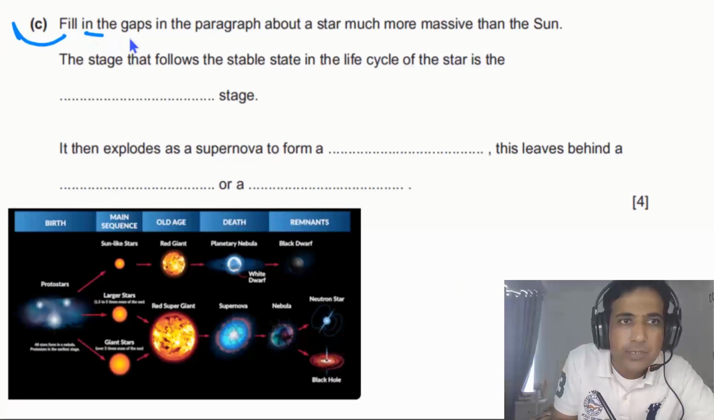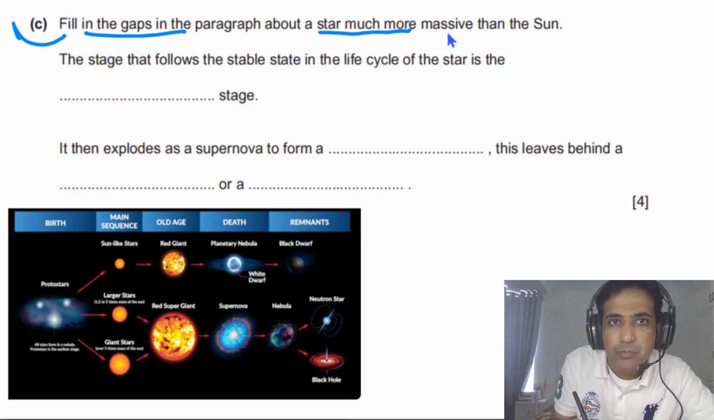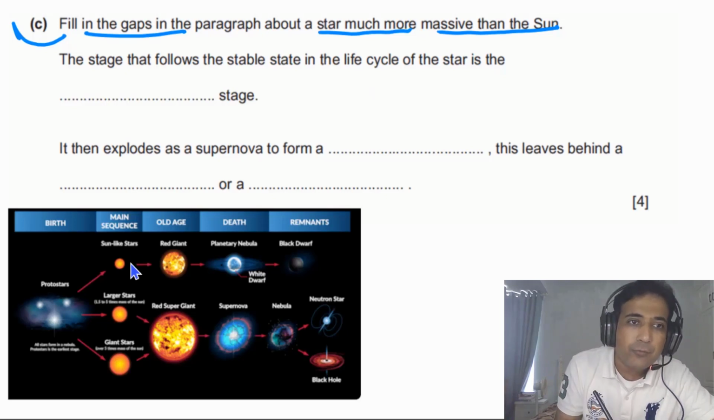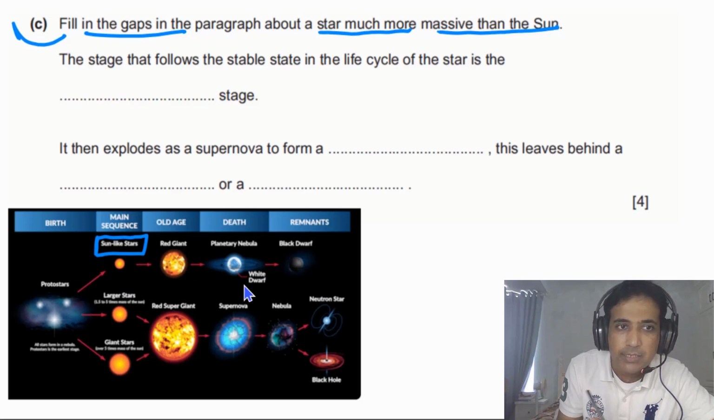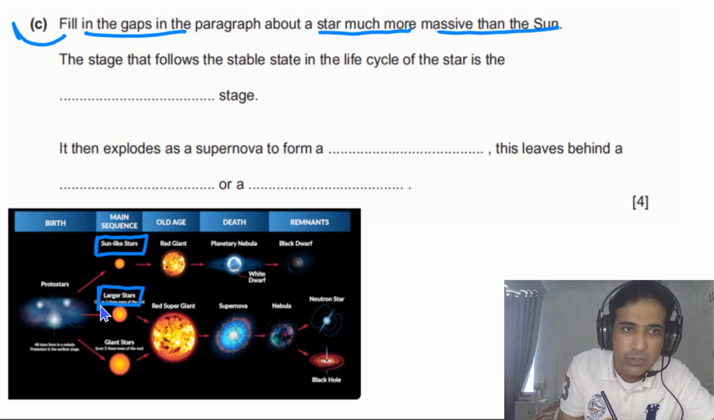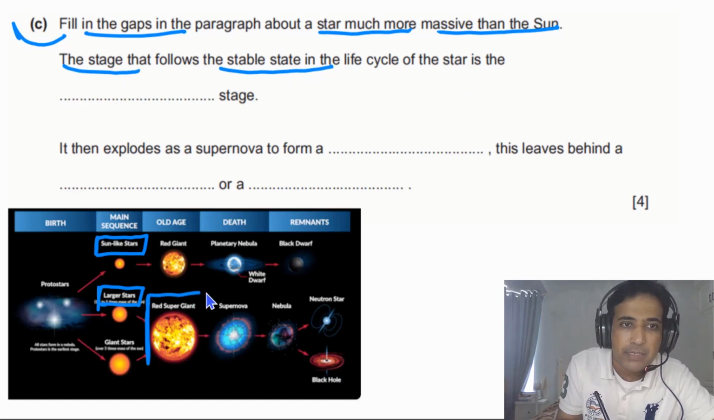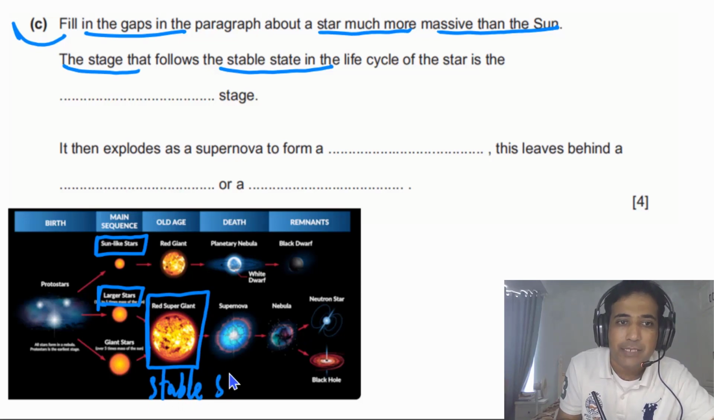Part C says fill in the gaps in the paragraph about a star much more massive than the sun. It means we are talking about a more massive star. If you look at this diagram, we have sun-like stars, which follow this cycle, and more massive stars, which follow this cycle. In the question, it is given that the stage that follows a stable state in the life cycle of the star is the stable state. For a more massive star, when it reaches this stage, that is the stable state. So this one is the stable stage.